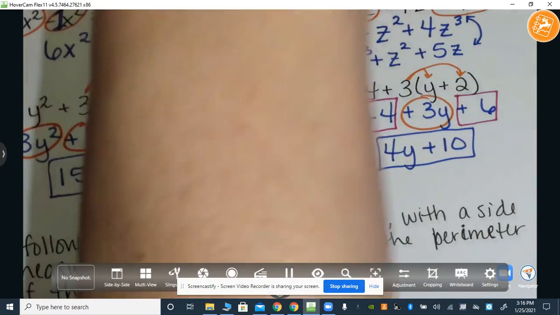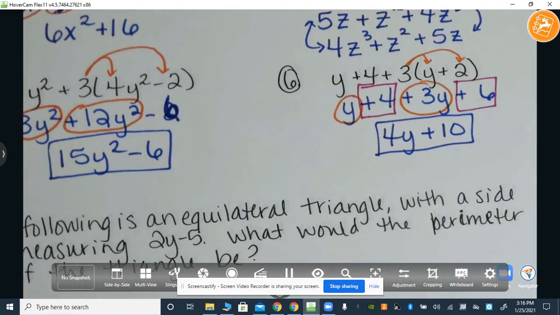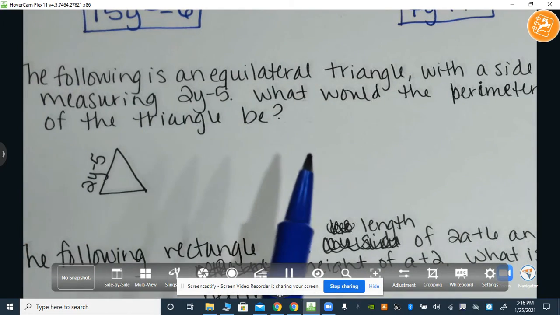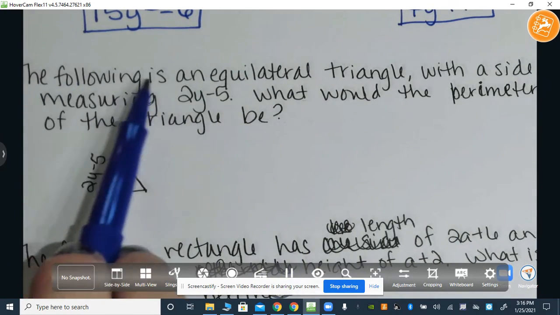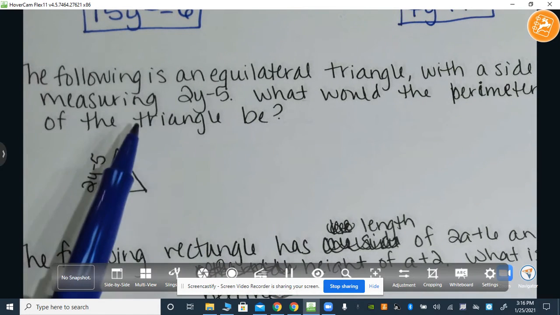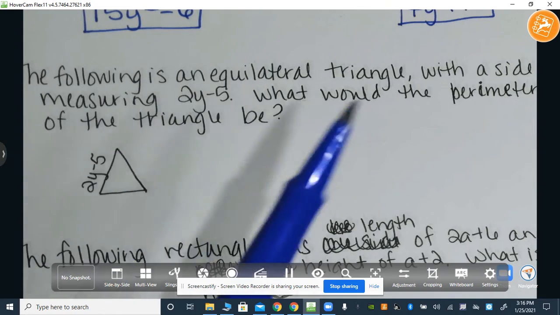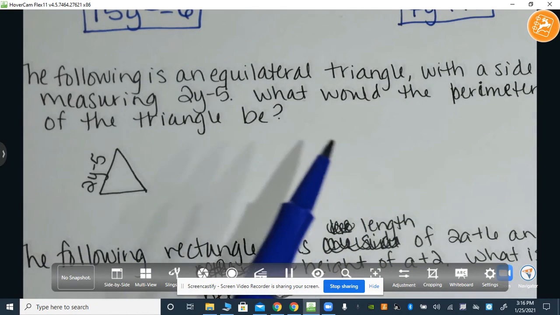Okay? All right, now we have a couple of questions here dealing with geometry. We're dealing with some triangles and rectangles here. So the following is an equilateral triangle with a side measuring 2y minus 5. What would the perimeter of the triangle be?